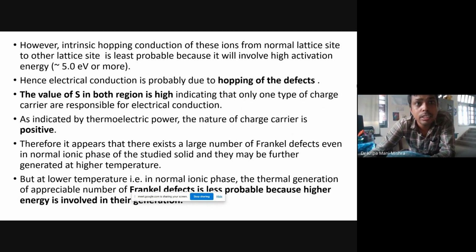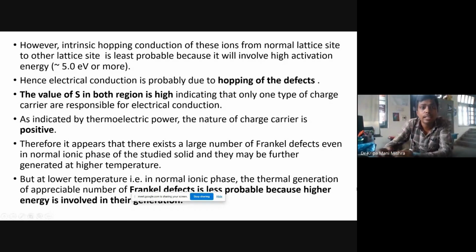However, intrinsic hopping conduction of these ions from a normal lattice site to another lattice site is least probable because it would involve high activation energy, 5 electron volt or more. Hence, the electrical conduction is probably due to hopping of defects. The value of current in both regions is high, indicating that only one type of charge carrier is responsible for electrical conduction. As indicated by the thermoelectric power, the nature of the charge carrier is positive.